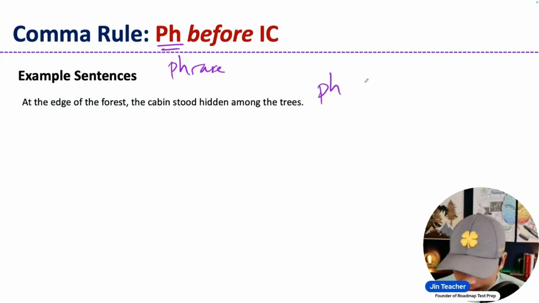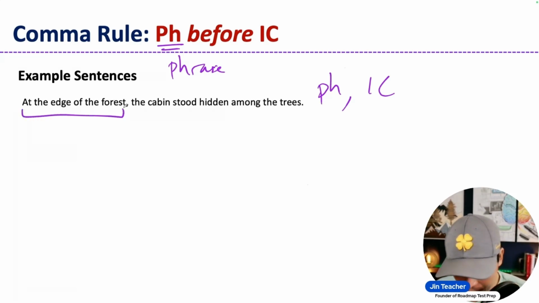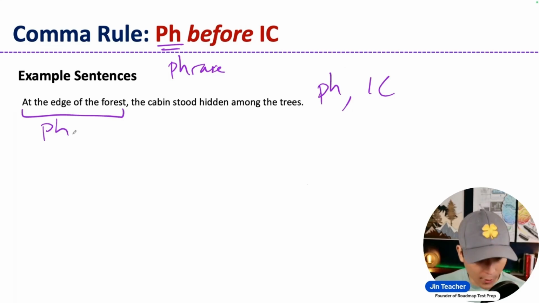When you have a phrase that comes before an independent clause, we put a comma to separate the phrase from the independent clause. When we have a phrase that begins a sentence, this is called an introductory phrase because it introduces the sentence, right? In this example sentence, it says, at the edge of the rainforest. This is going to be my phrase, okay? And notice how this phrase is nothing more than a group of words, and it doesn't have a verb inside of it. There's no verb. This is how you know it's a phrase and not a dependent clause, okay?